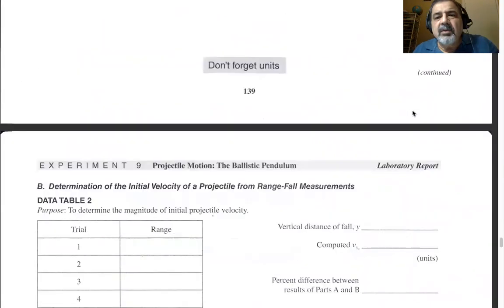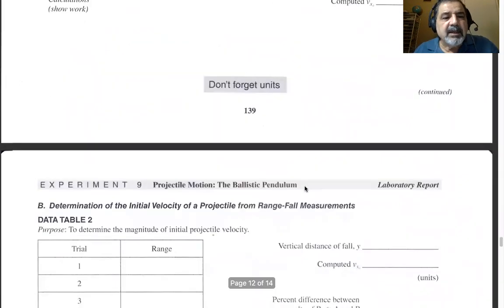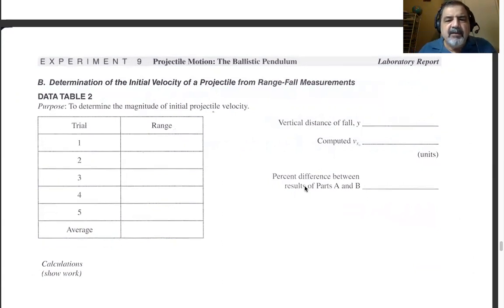Then the determination of the initial velocity from range fall measurements. We probably will only do this once. We're not going to do different trials because since it's a virtual experiment, it'll repeat the same value each time. And then we're going to vary the angle.